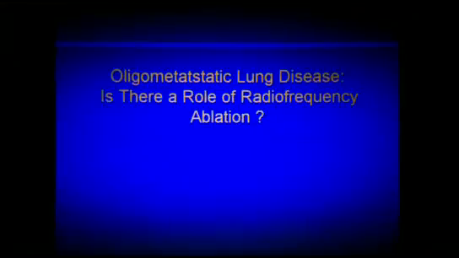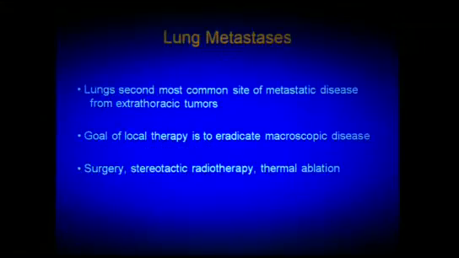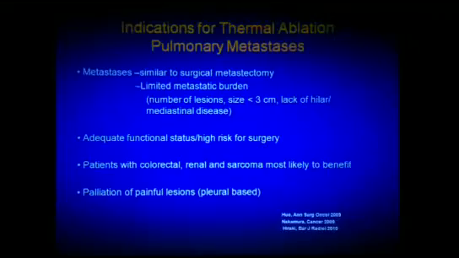So what's the role for oligometastatic disease in lung metastasis? Is there a role? I'll briefly talk about the background, patient selection, technique, follow-up, and literature. Lung is the second most common site of metastatic disease from extrathoracic tumors. Our goal is really to eradicate the macroscopic disease. Currently, options available to patients include surgery, stereotactic radiation, and I'm talking about thermal ablation.